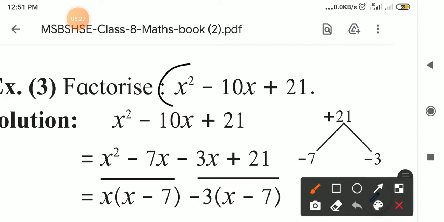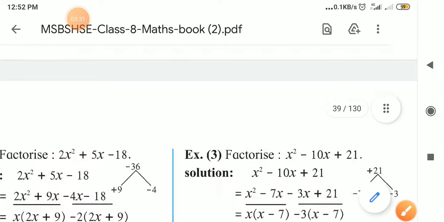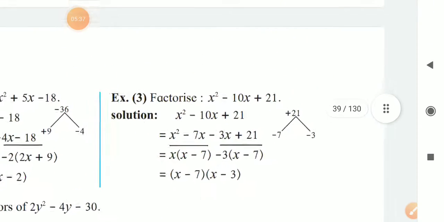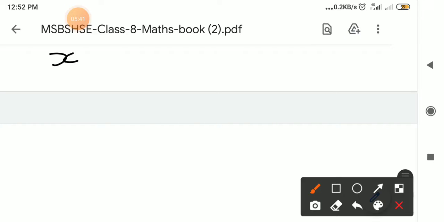Here if you notice that here x square doesn't have the coefficient, means 1 is there, but 2, 3, more than 1 is not there. So this is the example, x square minus 10x plus 21. Okay, so 21's factors we have to find, for which signs are correct.